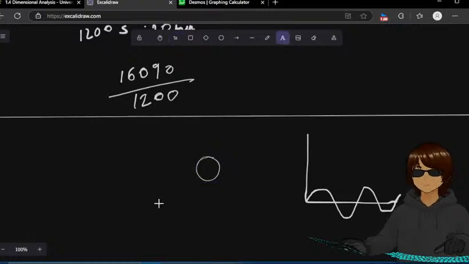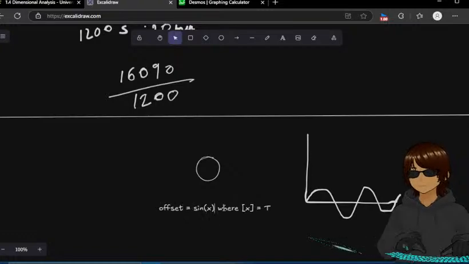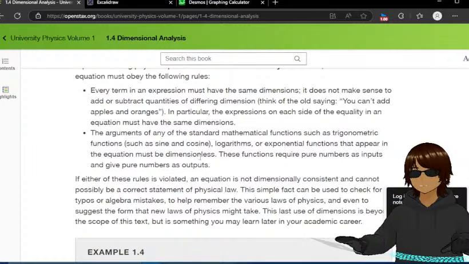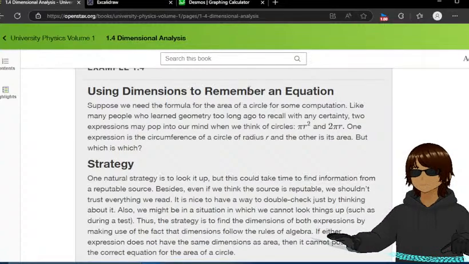So the equation of this would be offset, which is measured in meters, is sine x, where the dimension of x is time. Where the dimension of offset is, yeah, in meters. So we can use the arguments of any of the standard mathematical functions, such as trigonometric function, must be dimensionless. But we are adding a dimension quantity into sin x, right? Or in this scenario, using dimensions to remember an equation.